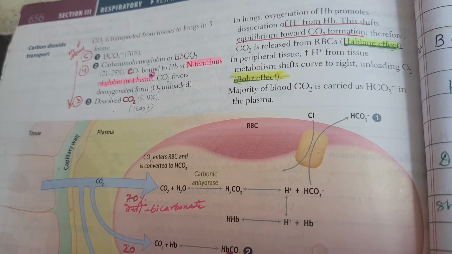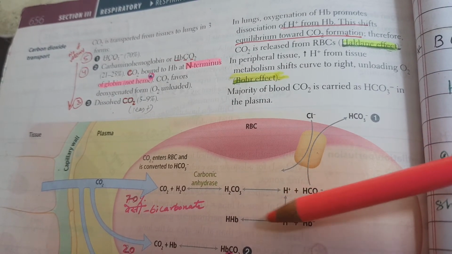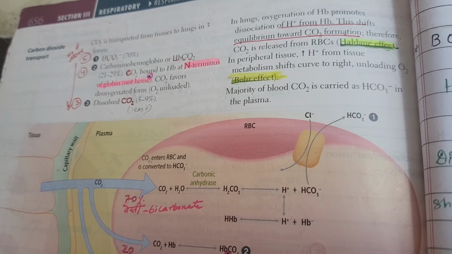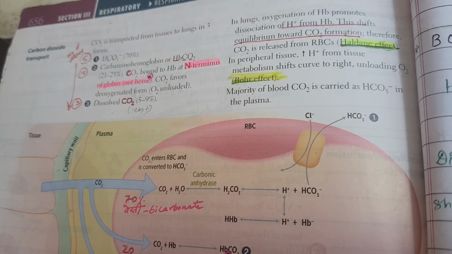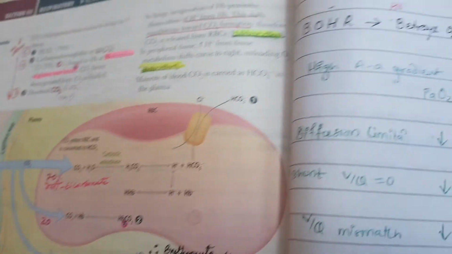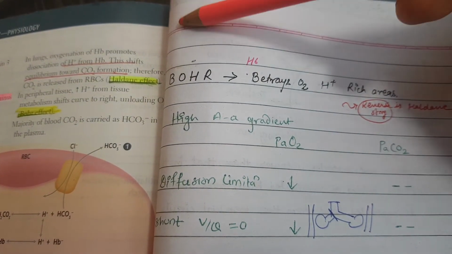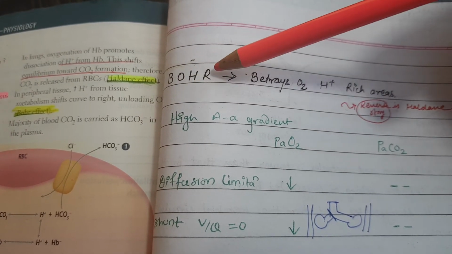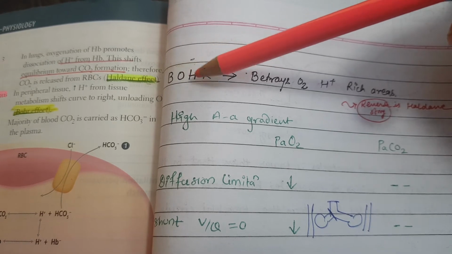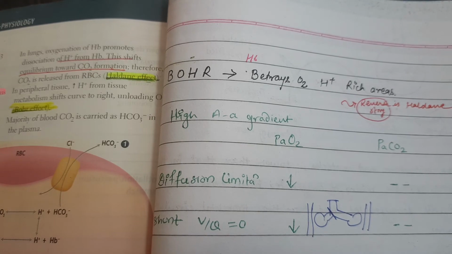Okay, so what happens in the peripheral tissue? This H plus will bind with the hemoglobin and displace the oxygen, so that it can go into the tissue where it is required. So to remember this simply, it betrays the oxygen in the H plus rich area. That is for the Bohr effect. B for betrays, O for oxygen, H for hydrogen, R for rich. So it betrays the oxygen in the H rich areas. So this is basically the story of the Bohr effect.